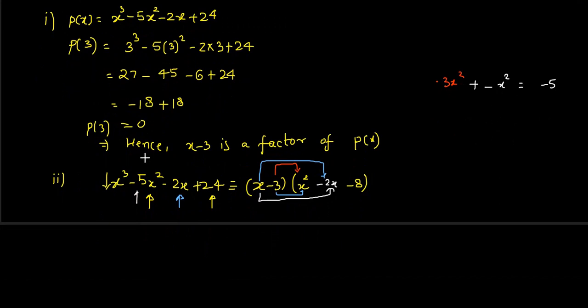I can write this cleanly as x minus 3 times x square minus 2x minus 8, and again this quadratic factor can be factorized into two linear factors. I can factorize x square minus 2x minus 8 as x minus 4 and x plus 2. So now this polynomial is completely factorized into three linear factors, and if I have to solve this equation, I will get three linear factors: x minus 3 equal to 0, then x minus 4 equal to 0, and lastly x plus 2 equal to 0.